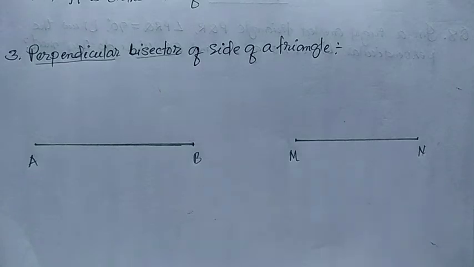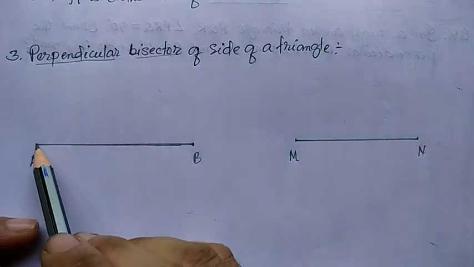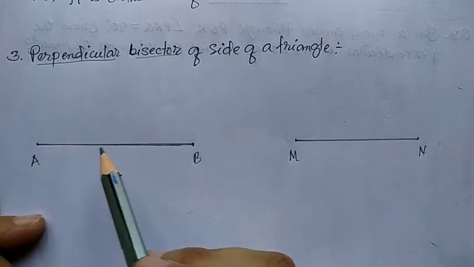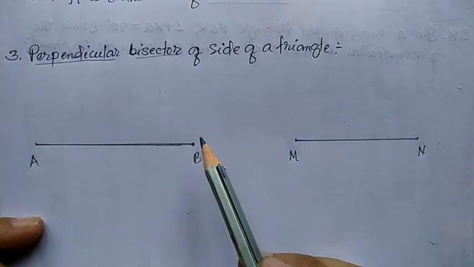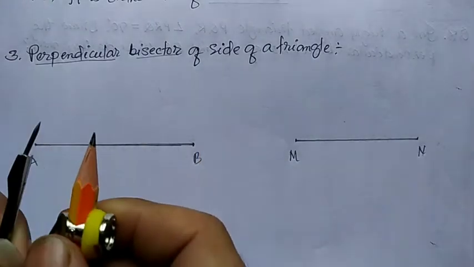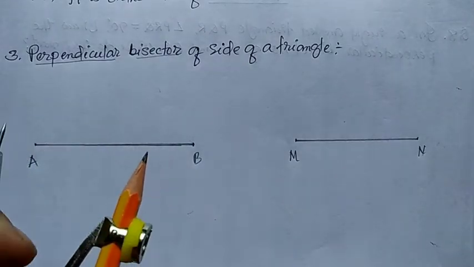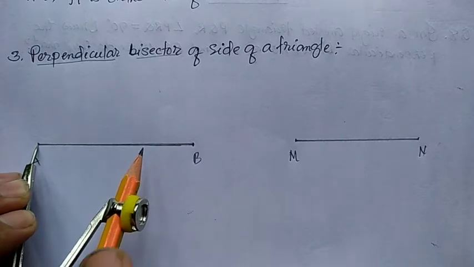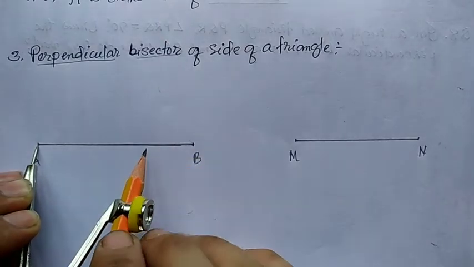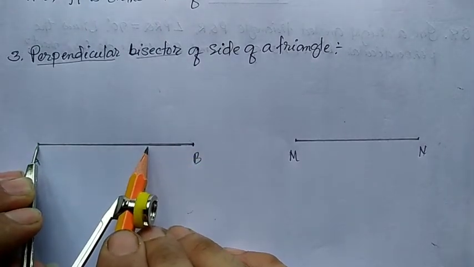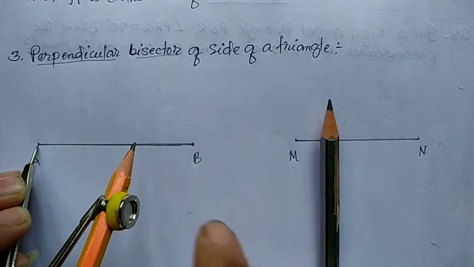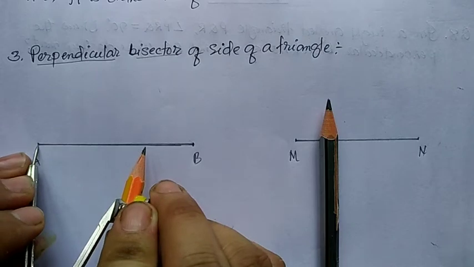So here the two endpoints of the line segment are A and B. A is one endpoint and B is another endpoint. Using your compass, taking A as center, we will draw two arcs. But how much should the radius of that arc be? The radius is not fixed. You can see the length of AB here. So the radius should be a little bit more than half of AB.